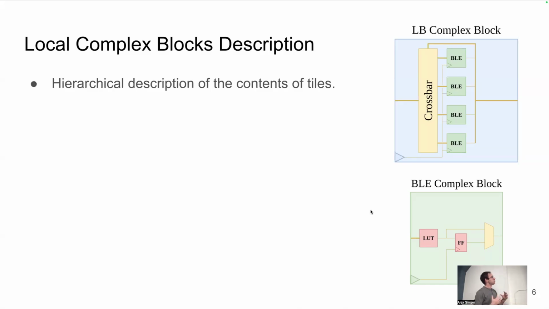So how we chose to do this in VTR is through a hierarchy description. Notice that this BLE complex block is within the LB complex block, and then the LB complex block is within the tile. This is pretty common. You'll have complex blocks that contain other complex blocks, which contain other complex blocks. That's how we chose to model this, is a hierarchical description.